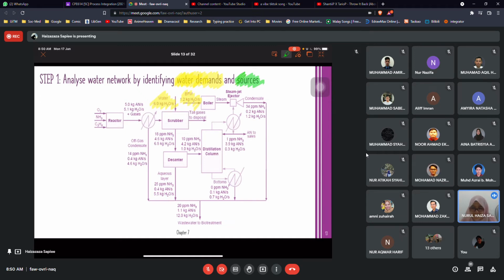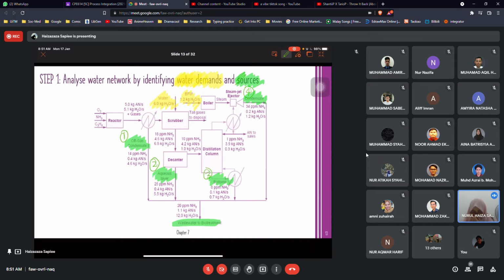Okay, what about your water sources? Baru buat last week. Ada 4 kan? Off gas condensate, aqueous layer, lepas tu dekat bottom tu dengan condensate. Okay, betul. So usually if we still don't know where to find the water source, look at your wastewater. So dia adalah daripada kita punya wastewater. So 1, 2, 3, 4. Kenapa dia jadi source is because you can clean it or you can either supply it or recycle it back to your water demand. So that is your water source.